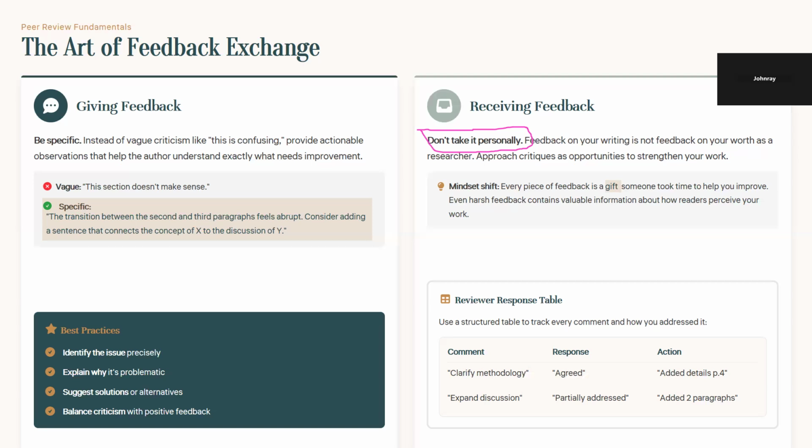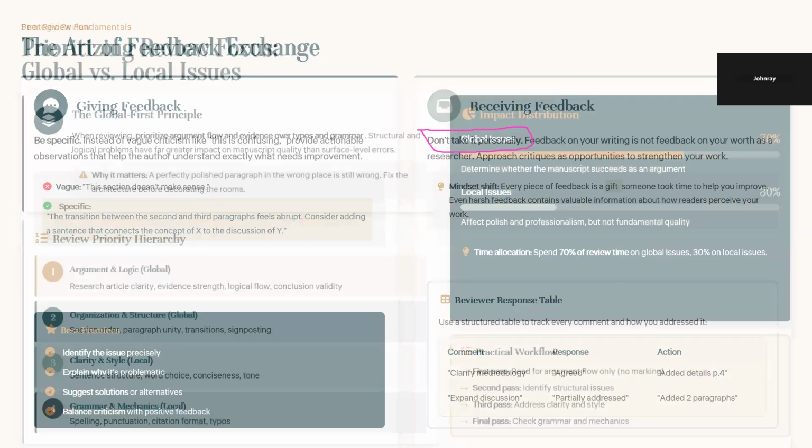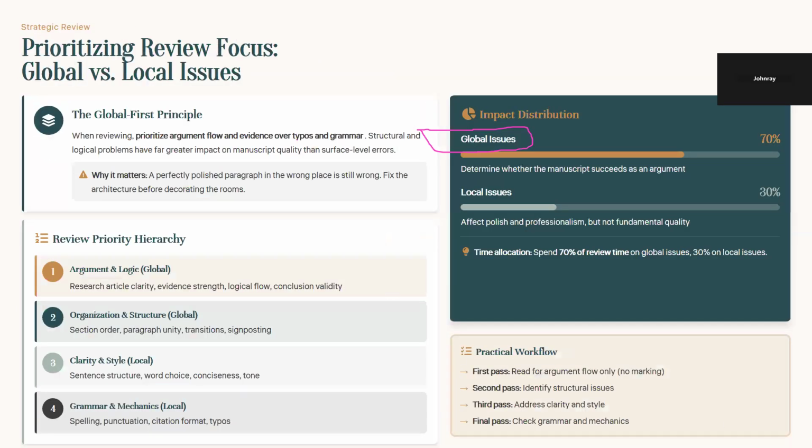I think that is all for today, but let me look at the last slide. If you have something there, then probably we may share some small tips. Okay. Yes, I think it's still the same thing: argument logic, organizing structure, clarity and style, grammar and mechanics. You should look out for these things, very important.